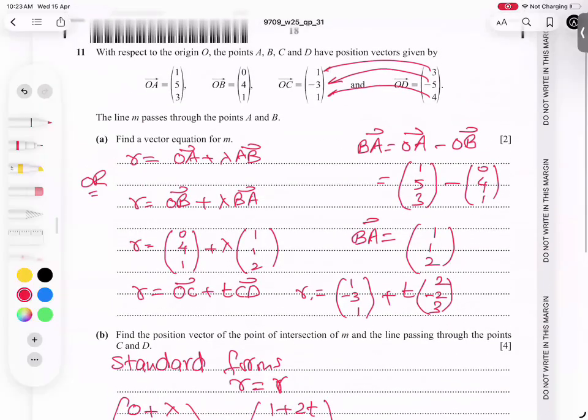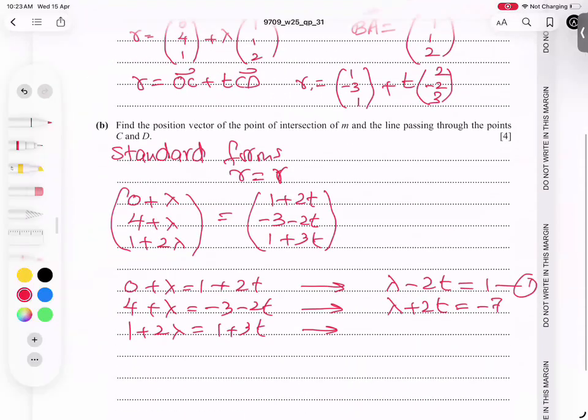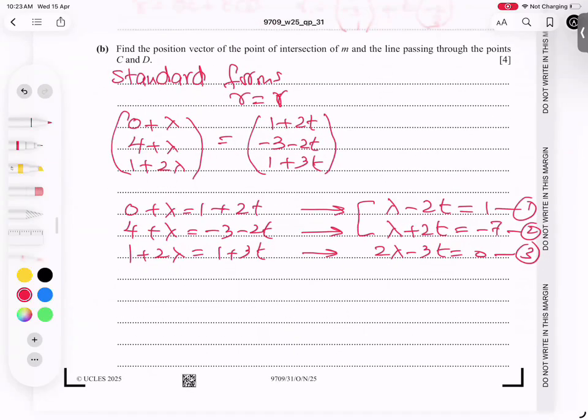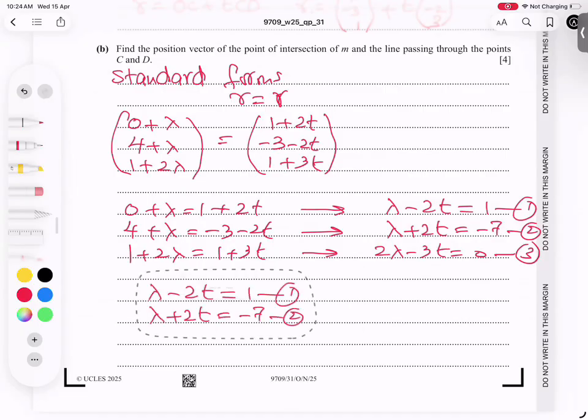4, 0, 4, 1, correct. Okay, so now equation number 3. I'm writing 2 lambda minus 3t equals 0. Equation number 3. I'm using any two equations. I'm using 1 and 2, so I'm copying and pasting the top two equations and solving for the values.